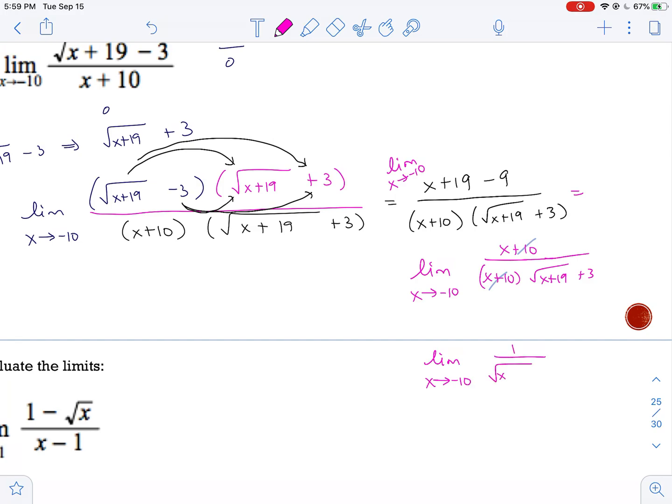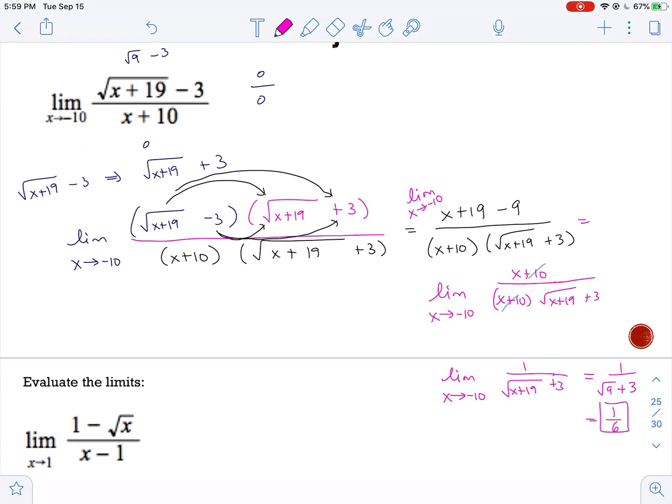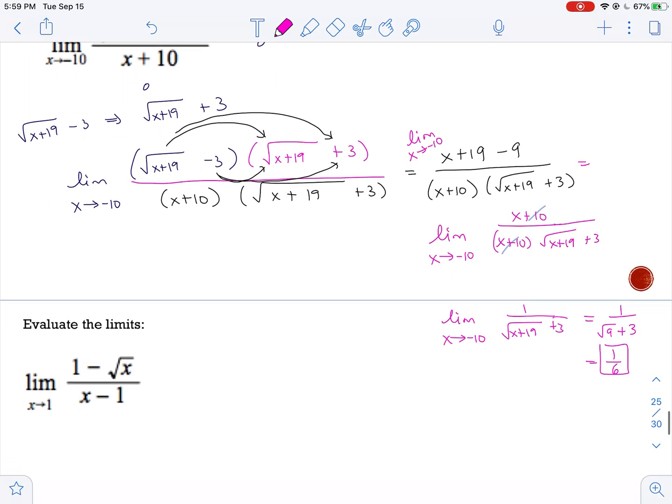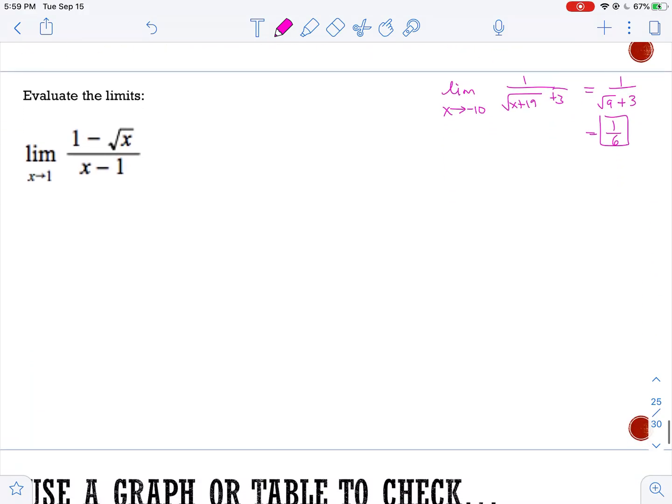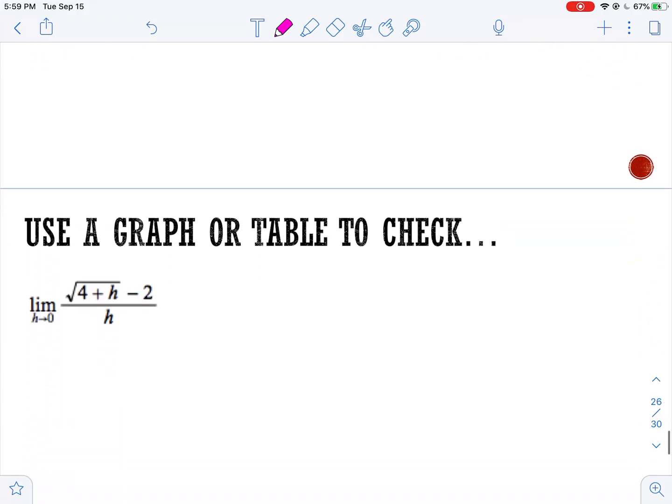So now I have the limit as x goes to -10 of 1 over the square root of x plus 19 plus 3. So now if I plug in -10, I get 1 over the square root of 9 plus 3, which is going to be 1/6. So multiplying by a conjugate is another option when you're taking limits of terms with square roots. So you guys go ahead and try this one, and then you can check your answer against the finished notes from class today.